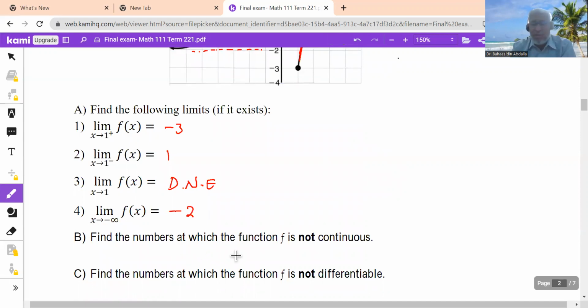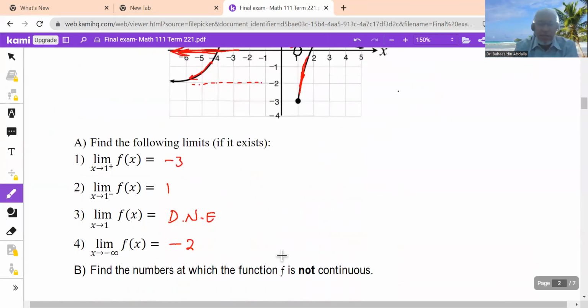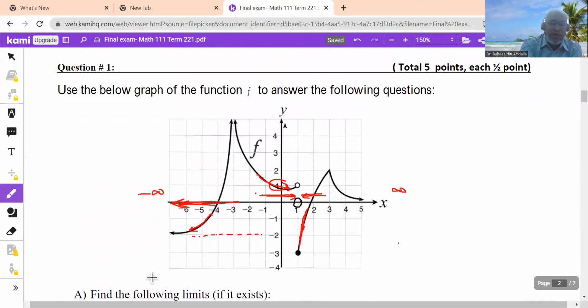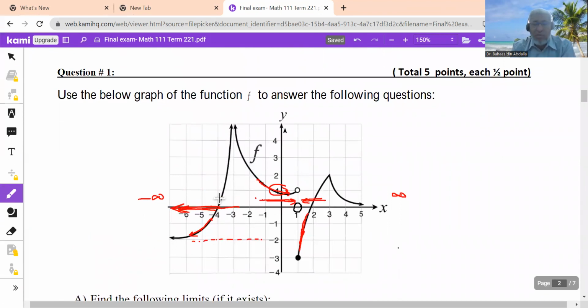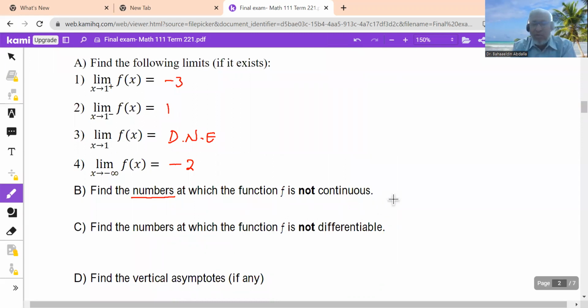Find the numbers at which the function f is not continuous. When he says find the numbers, those are the x values. X values at which the function is not continuous. You see this part of the function is continuous, but at this number, at -3, there is discontinuity. The graph is discontinuous here. And also at 1, the graph is discontinuous here. But elsewhere, the graph is continuous. So the numbers at which the function is not continuous are -3 and 1.